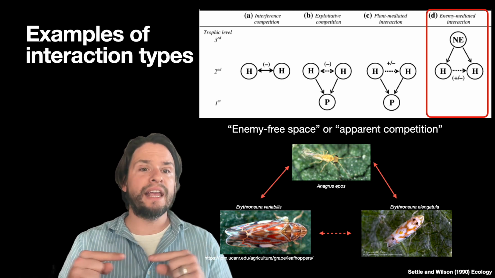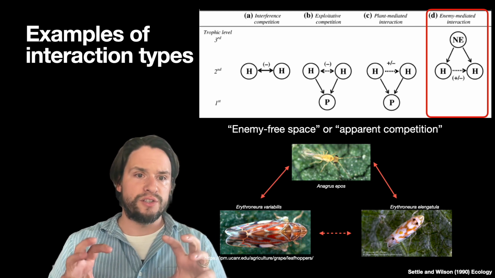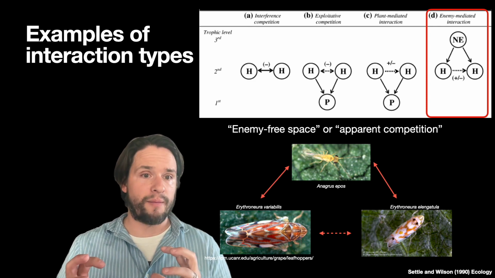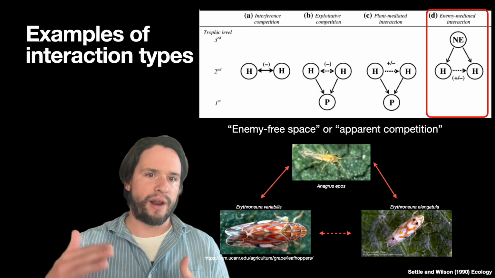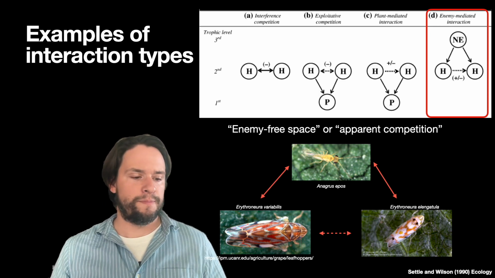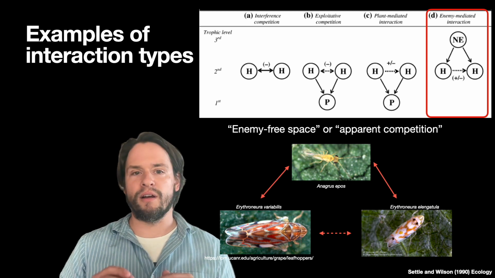So in this case, there's a negative interaction between these two parasitized species, right? So it sort of looks like competition, but it's actually mediated through a predator. So we think of this as competition for enemy-free space, the ability to free yourself from potential enemies. So again, apparent competition.